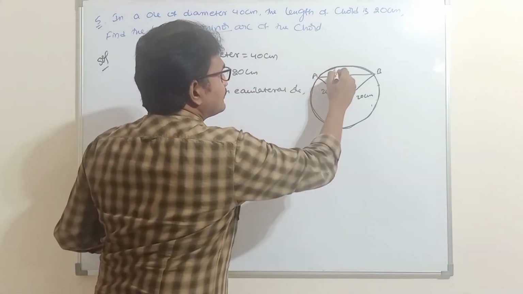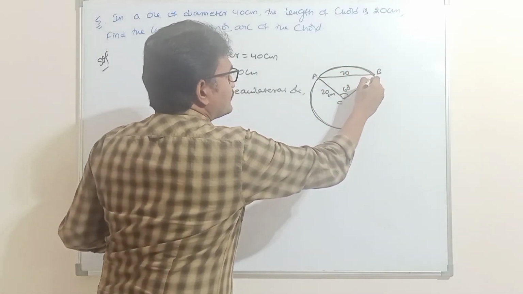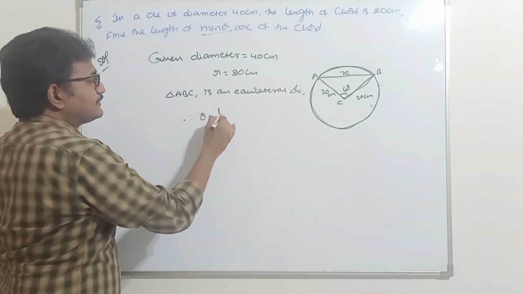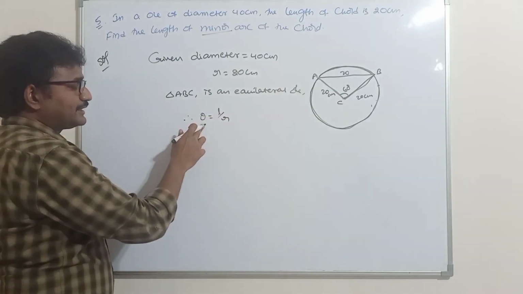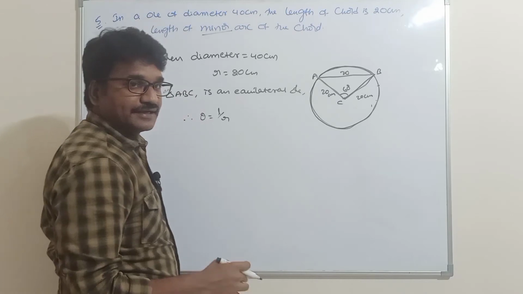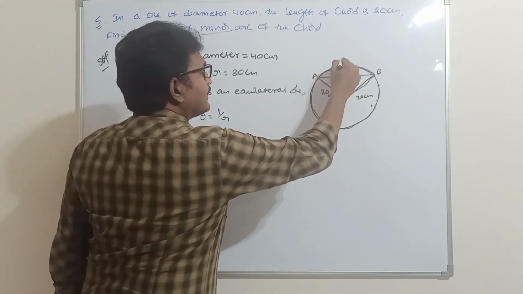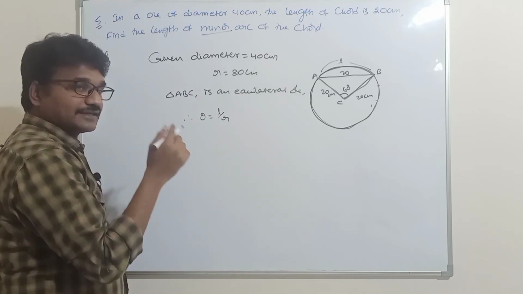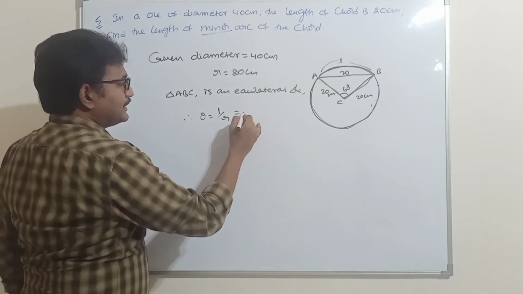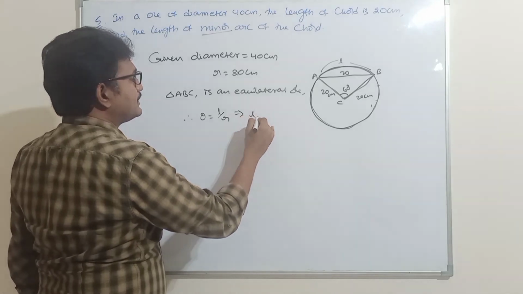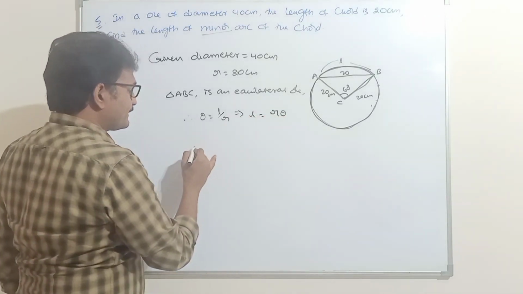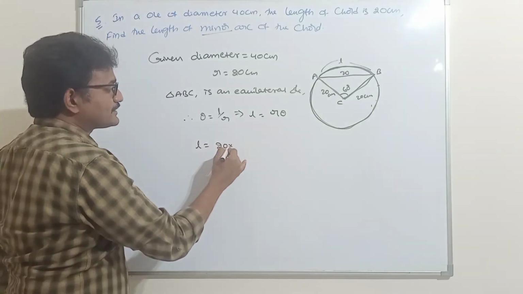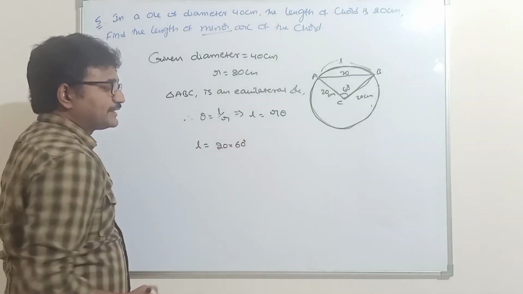So what is the length of this arc? We know that theta is equal to L by R, where theta is the angle subtended at the center and L is the length of the arc AB. Next, R is the radius of a circle. So L, from this relation, L is equal to R theta. So L is equal to the radius, 20 centimeters, into theta. Theta is how much?